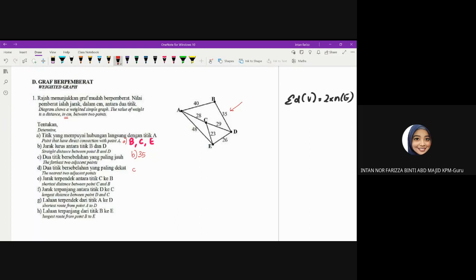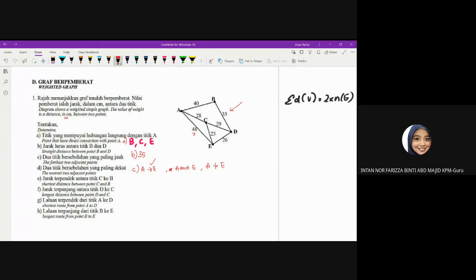Okay, next, C. The farthest two adjacent points. Okay, the farthest of these 2 points. You look at the highest value. Highest value is 48. So that means the 2 points related are A and E. You can write like this, A to E. You can also write A and E. Okay, or you can write A to E. But I prefer the first notation, the first way of writing.